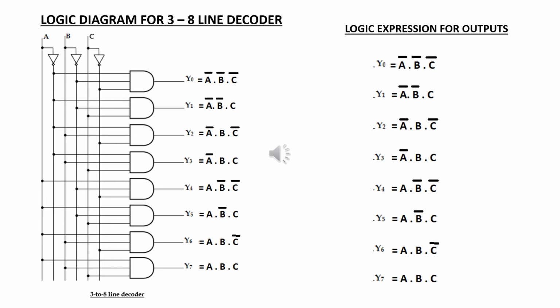So based on this expression, we can construct the logic diagram by using the basic logic gates. We are considering 3 inputs A, B, C, and all these 3 inputs can be inverted by using one NOT gate, so that we can get A bar, B bar and C bar terms. So by using a 3 input AND gate, you can derive the expression for Y0 to Y7 respectively.